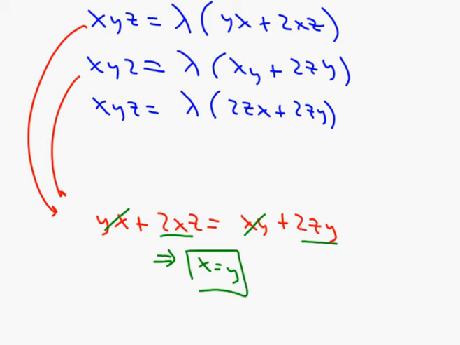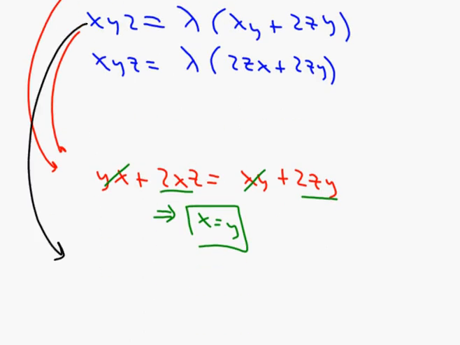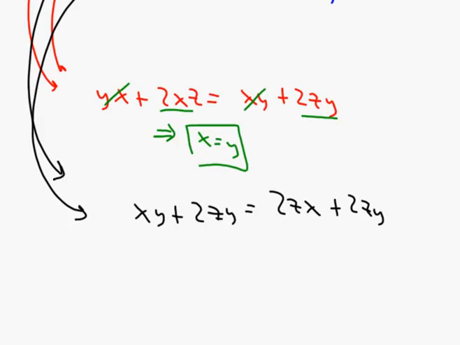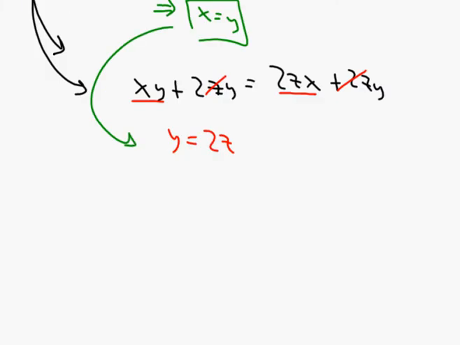Now I'll take these two equations, I guess. I'll take the second two. I'll take that equation with that equation, and I'll get that xy plus 2zy is equal to 2zx plus 2zy. And we'll see what we get from there. Well, actually, something pretty nice. These cancel away. And then if you look at what's left, the x's will cancel. And then you have y equals 2z. Well, take that together with this, and you end up with one nice equality. You know that x equals y equals 2z.